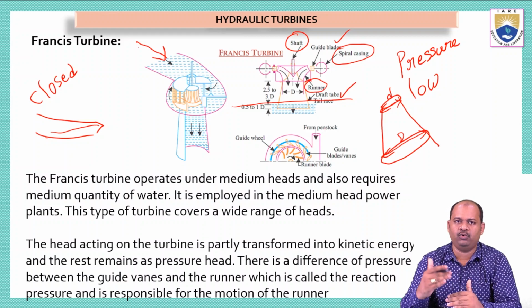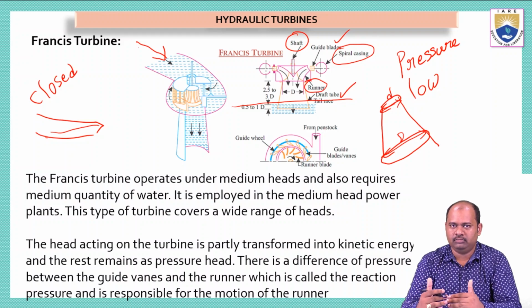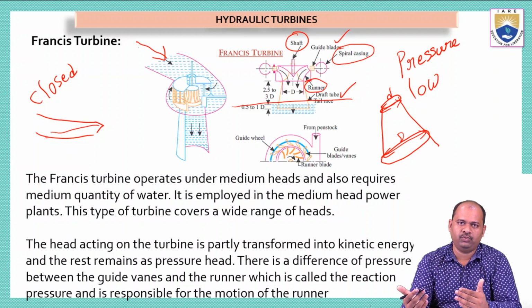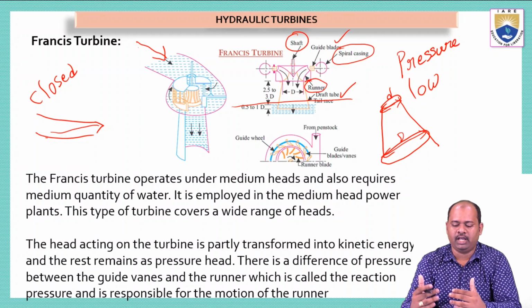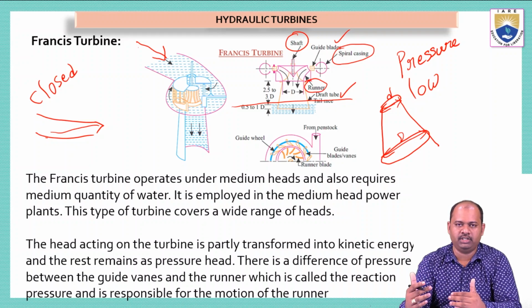When it is left above the water, what happens? The water cannot come out easily, because here the pressure is very low when compared to atmospheric pressure. That is why this draft tube has to be dipped into the water. It has to be inside the water so that the pressure is maintained constantly.